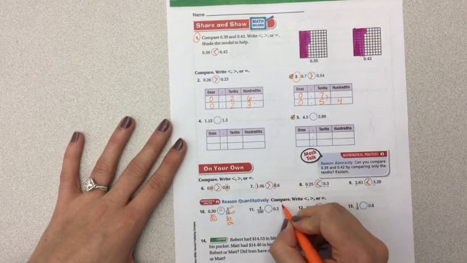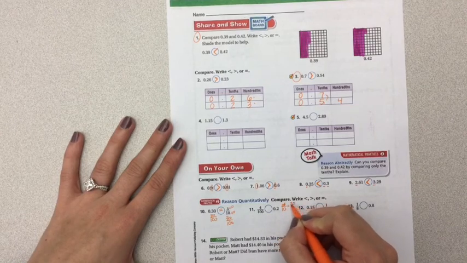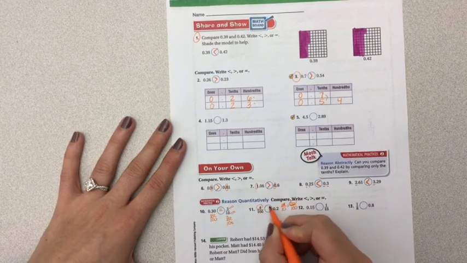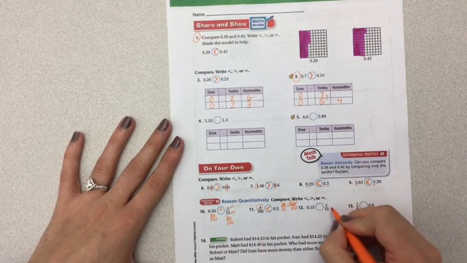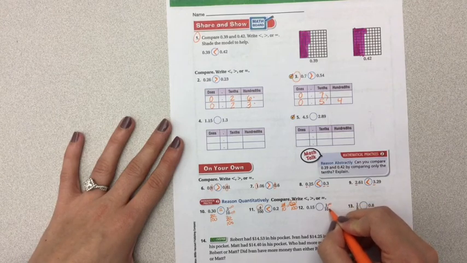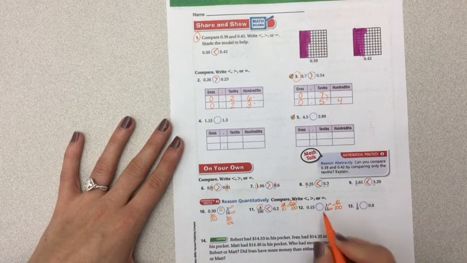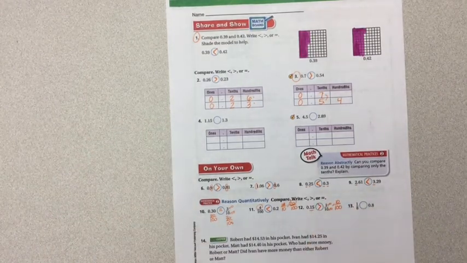Here we have 2 tenths, which is equal to 20 hundredths. We know that 20 is greater than 4, so 2 tenths is greater than 4 hundredths. Here, if we change this into a denominator of 100, that would be 10 hundredths, and we have 15 hundredths here, so 15 hundredths is greater.